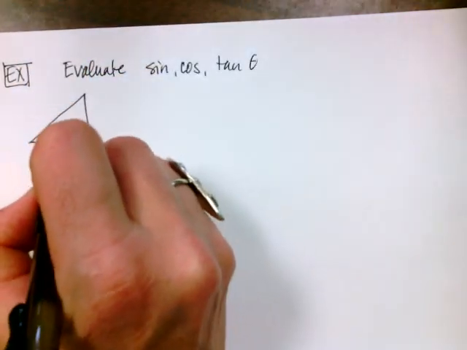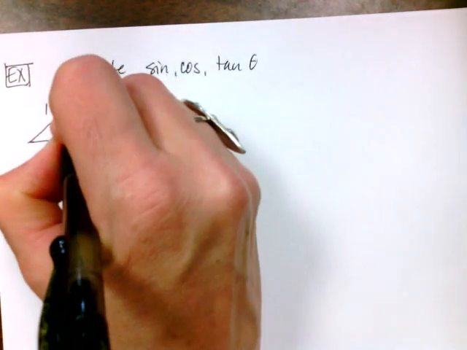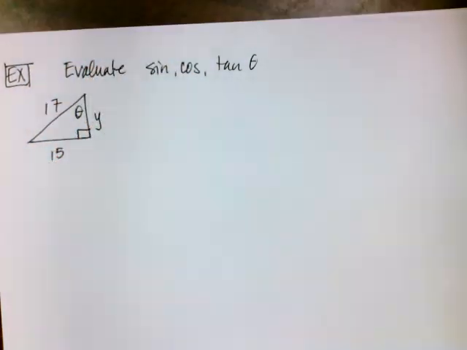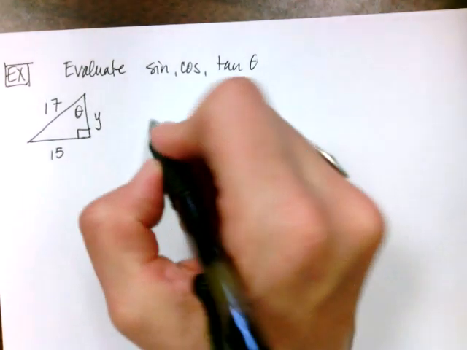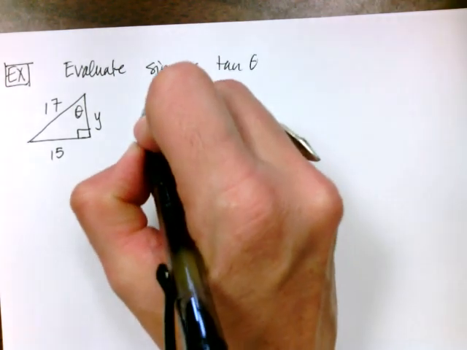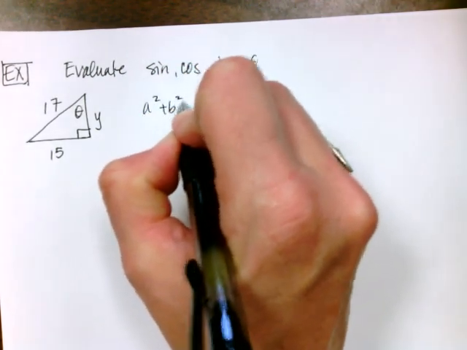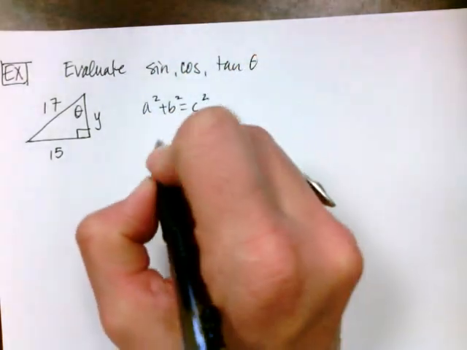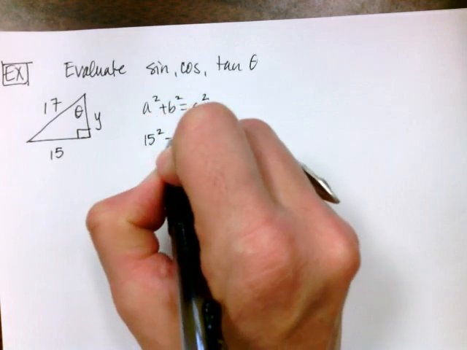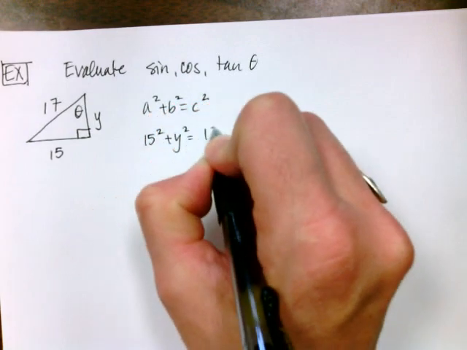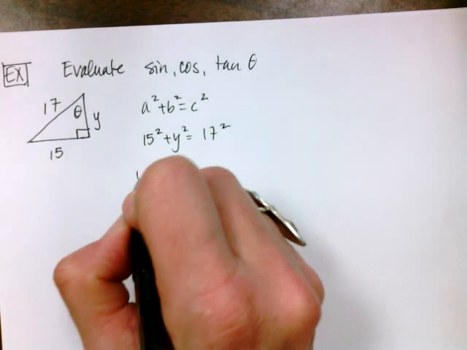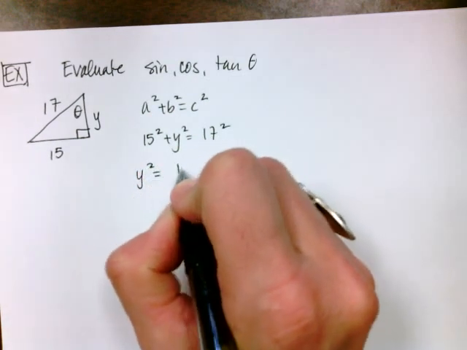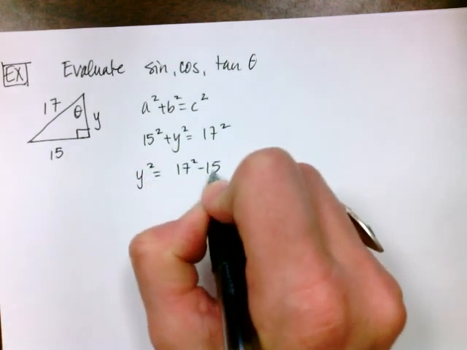So here's going to be your diagram, lovely little triangle. This is going to be 15, this is 17, there's the theta, and there's y. So before I can find my ratios, I first have to find y. So I'm going to use my Pythagorean theorem, which was a squared plus b squared is c squared. So I'm going to get 15 squared plus y squared is 17 squared. So y squared is going to equal 17 squared minus 15 squared.